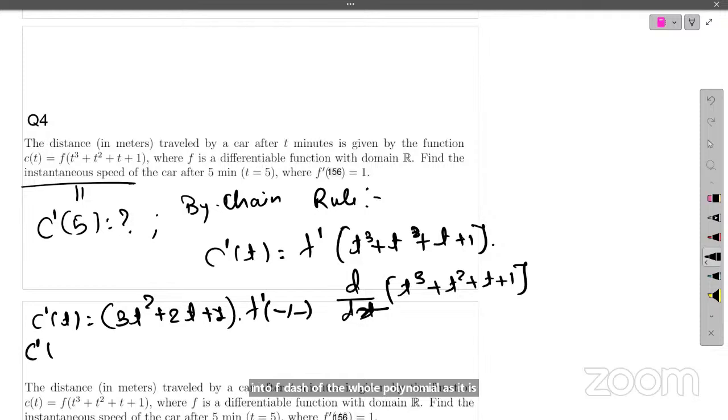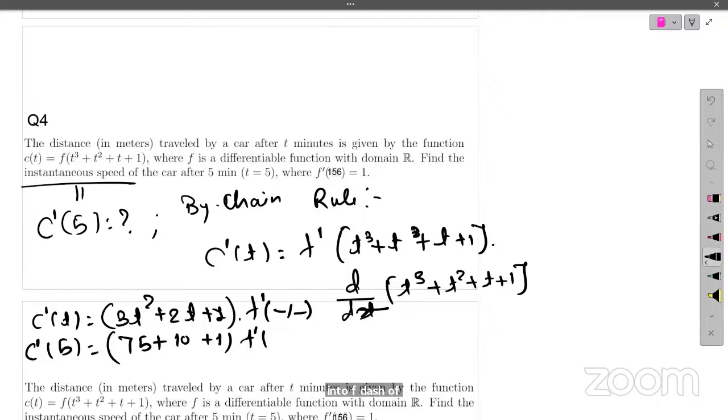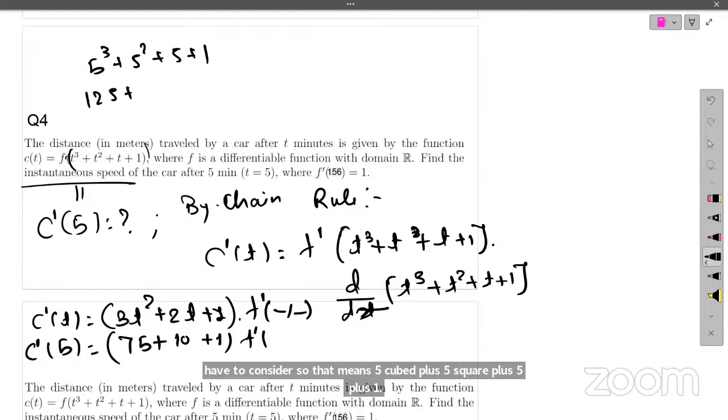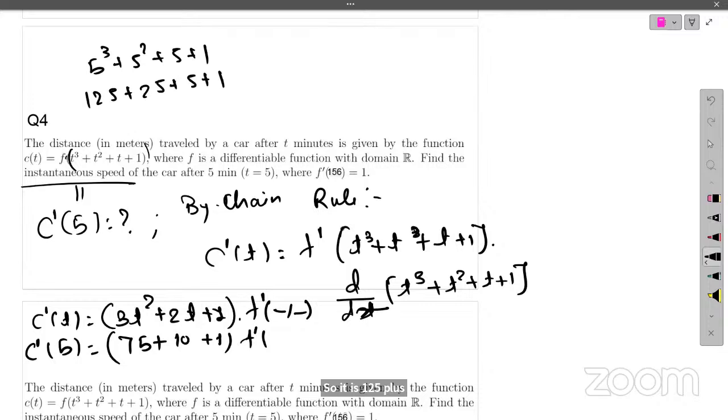Now we want the value of c dash of 5. So c dash of 5 will become 3 into 5 square, that means 3 into 25, that is 75, plus 2 into 5, that is 10, plus 1, into f dash of this quantity, that means 5 cube plus 5 square plus 5 plus 1. So it is 125 plus 25 plus 5 plus 1, which is 156. So that means f dash of 156, but it's given to us that it's equal to 1. So that's why the answer will become 86.